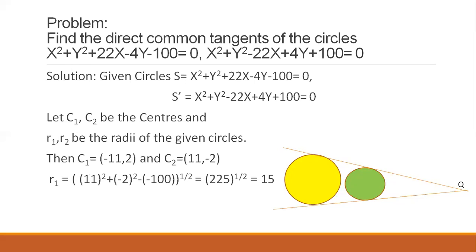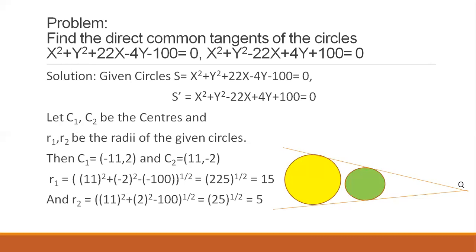R1 is equal to root of 11 square plus minus 2 whole square minus of minus 100, which will be root 225, which is equal to 15. Here, instead of root, I have taken power 1 by 2, children.